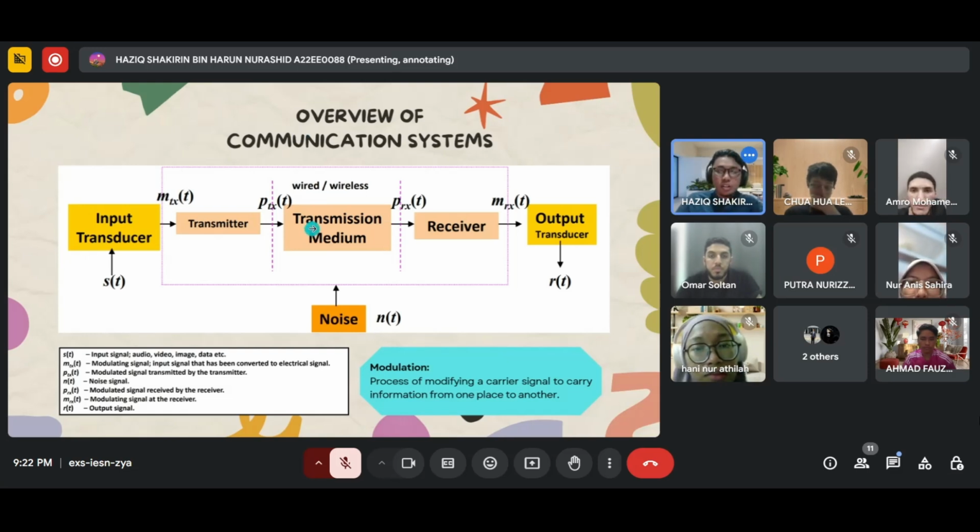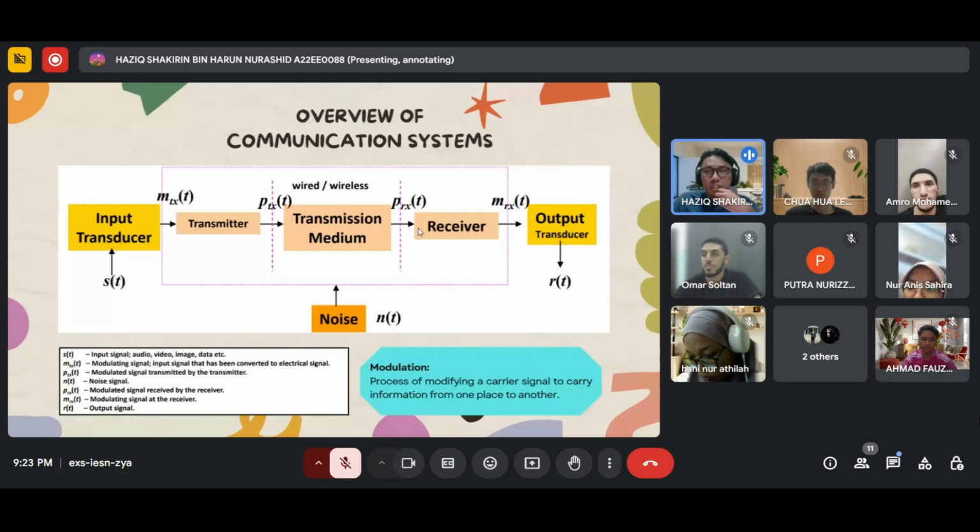Some examples of wired transmission medium are fiber optic and many kinds of wire that I think we already learned about in physics in secondary school. And for wireless, an example is free space or using a satellite. For example, you are using a satellite to transfer a signal from one place to another. That is called the transmission medium.